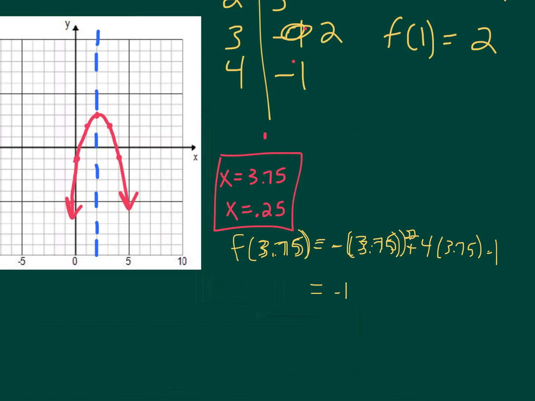So 3.75 squared is positive 14.0625, but it's negative on the outside. Plus 4 times 3.75 is 15, and then minus 1. And so you can see that these two almost add up to a negative 15, which would zero out that 15. But if we're going to find the exact answer here, negative 14.0625 plus 15 minus 1 is equal to negative 0.0625. So it was close. So I know my estimate is close.